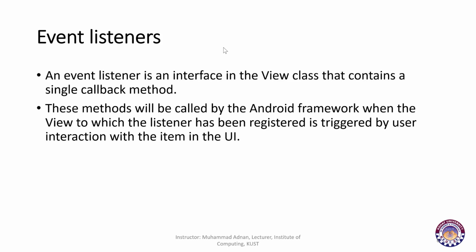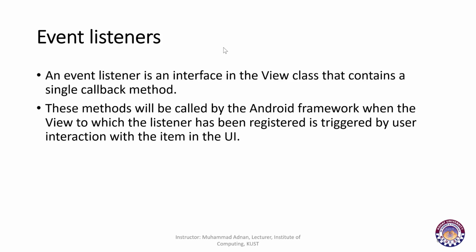So an event listener is an interface. It's an interface in a view class. So we already have a built-in view class that contains a single callback method. Callback methods are those methods that are called when some event happens. These methods will be called by the Android framework when the view to which the listener has been registered is triggered. So when some event happens, and when that view is registered by the user, and the user interacts with the item in the user interface, then the event will happen and this listener will be called.